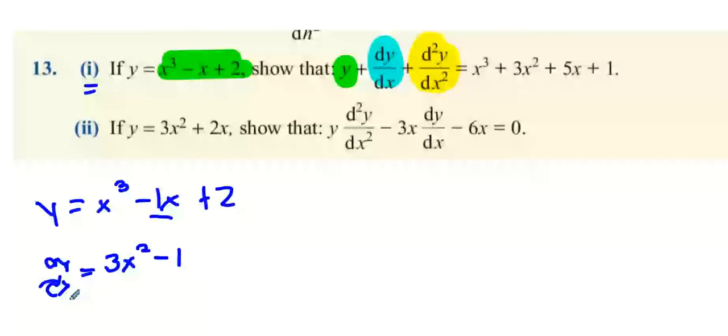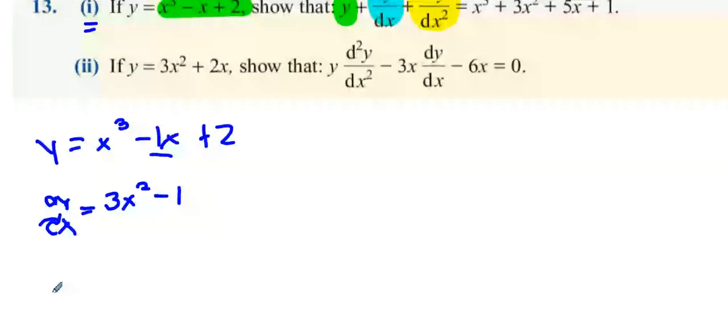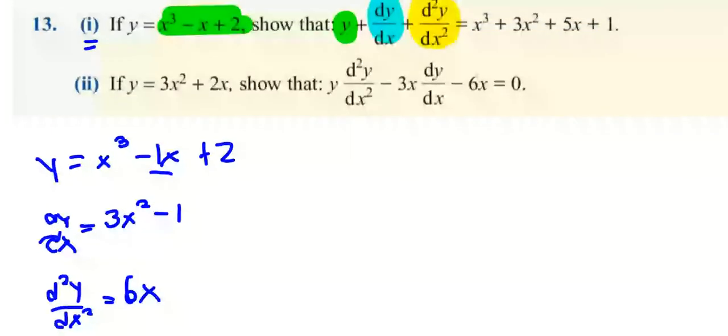Alright, now we're going to do the second derivative. We have d2y dx squared. Okay, so the second derivative is bring the 2 to the front to get 6x, and then the 1 turns to a 0, so the second derivative is 6x. Let's go back to the original equation and fill in the information.